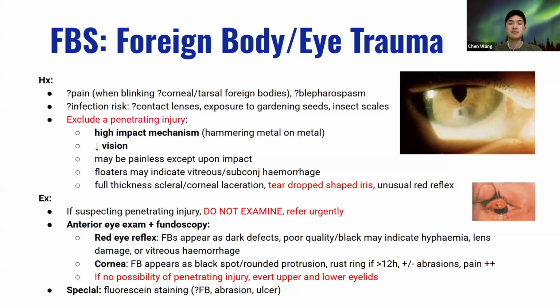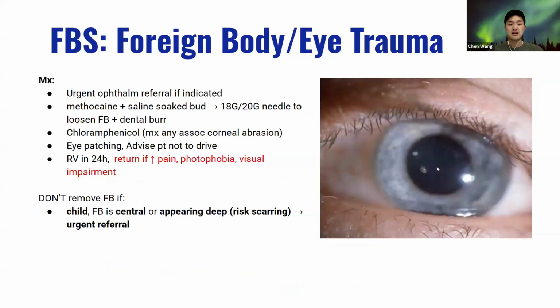And you need to exclude a penetrating injury to the eye. So that's a high impact mechanism that can lead to decreased visual acuity. And if you suspect that they do indeed have a penetrating injury, do not continue your examination. This is very important, and urgently refer them to ophthalmology in the hospital. So for the management, if you think that a more specialized team is better at taking care of the patient, then definitely refer them to ophthalmology urgently.